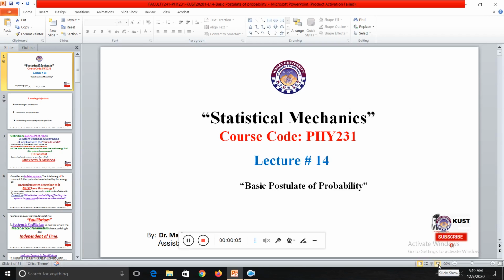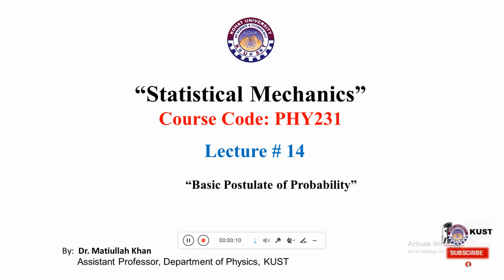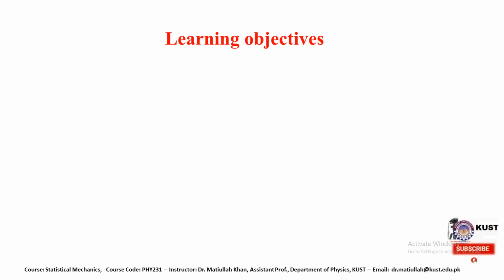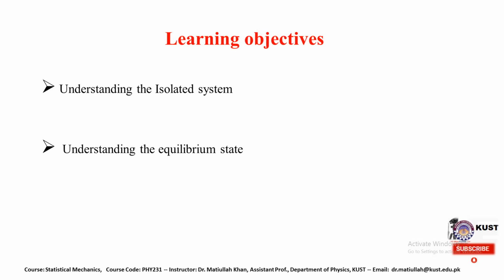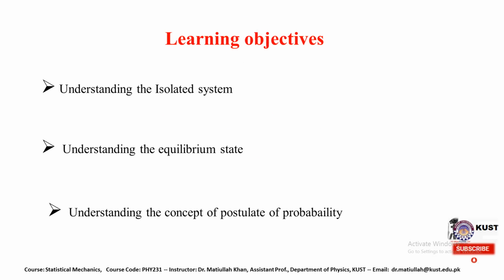Today we will be talking about basic postulates of probability. This lecture is a part of lecture series from the course of Statistical Mechanics, having the course code of PHY231. In today's lecture, our basic objective is to understand the isolated systems. We also need to know the equilibrium states and the condition for equilibrium. And at the end of the lecture we will go through the concept of basic postulate of probability.